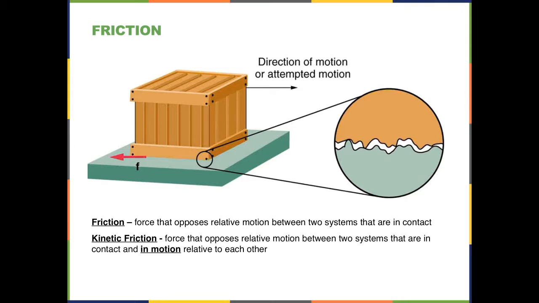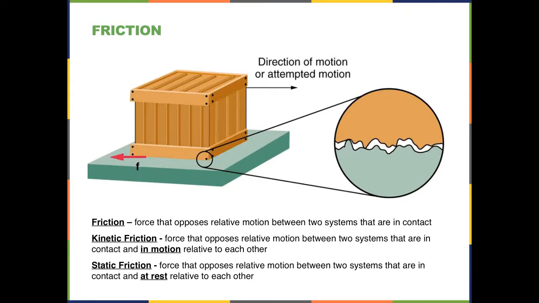Now, friction can be broken down into two types of friction. The first type is called kinetic friction, and that is the force that opposes motion when the two systems are in contact with each other and are in motion relative to each other. The other type is called static friction, and that is the force that opposes motion between two systems that are in contact but are at rest relative to each other.